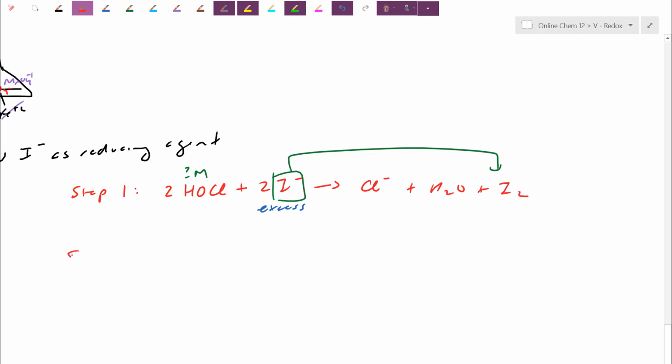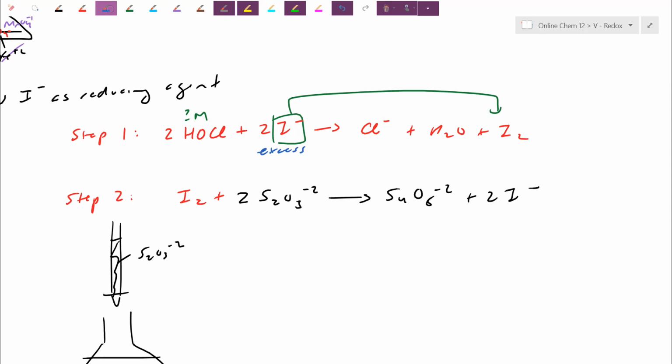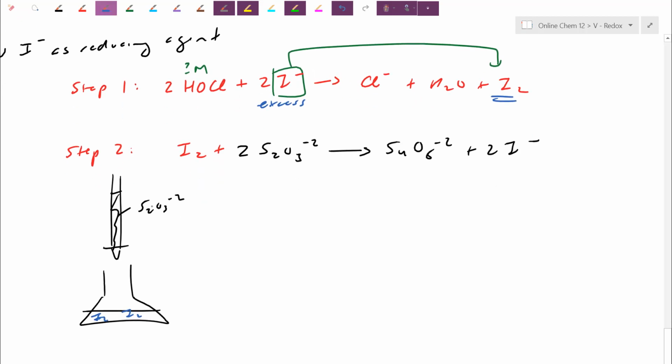Step 2, it seems counterproductive. I'm going to react all this I2 away, and I'm going to use sodium thiosulfate, 2S2O3. I'm going to be really careful with the titration on this bottom equation here. So let's see what this looks like. I'm going to have a solution here. This is my thiosulfate solution, S2O3. The only thing S2O3 will react with is iodine, the I2 created from the first step. So as long as S2O3 finds I2, the titration is not done yet.